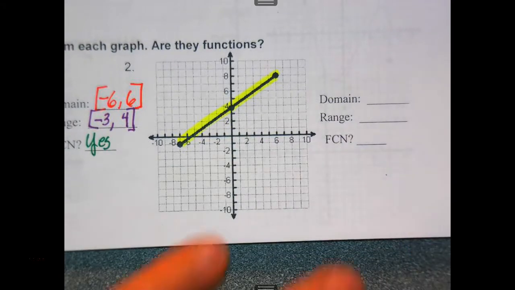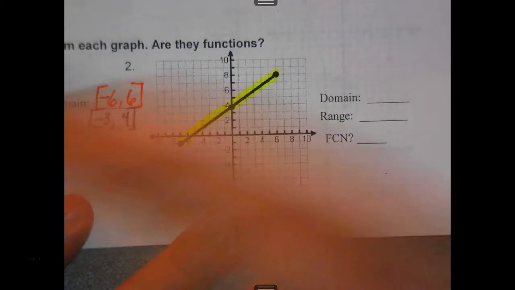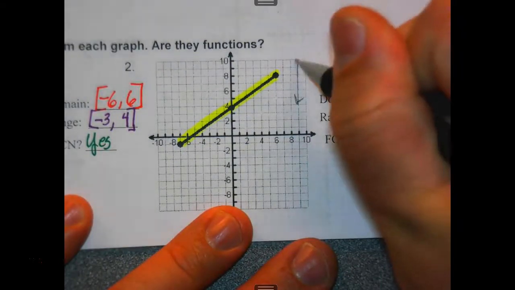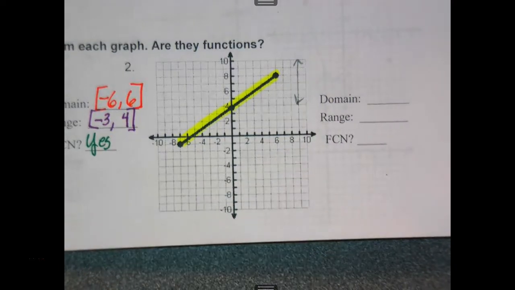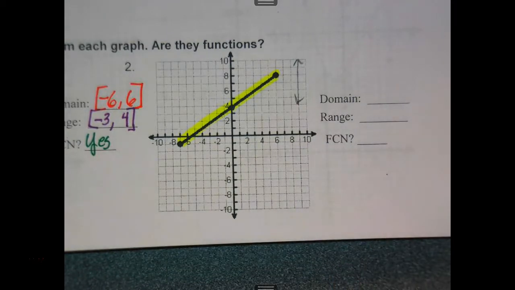There is one line. A vertical line, right? That's the only line that's not a function because it doesn't pass my vertical line test. All right, so let's figure out what my domain is.